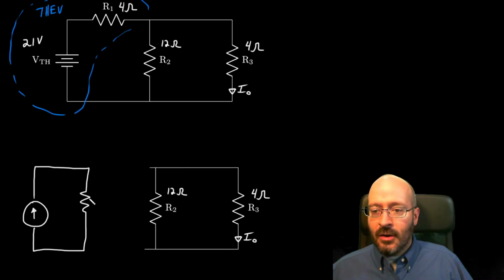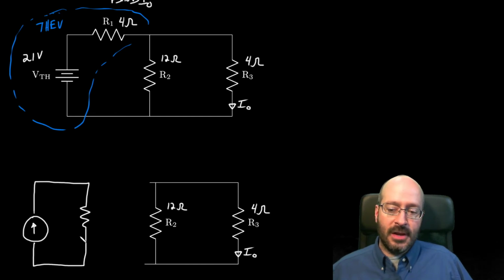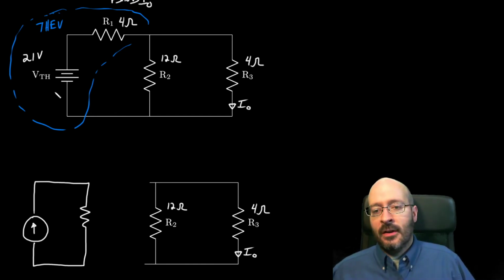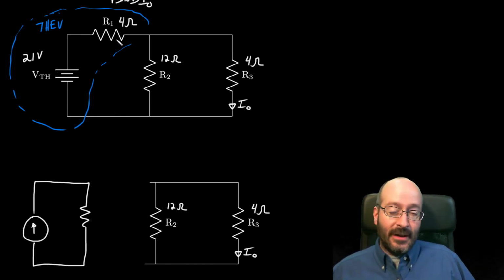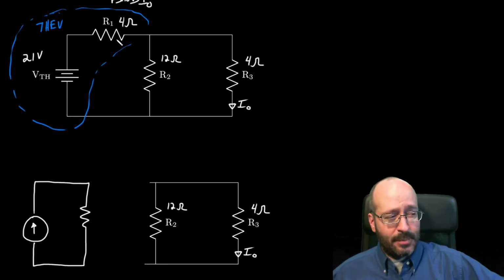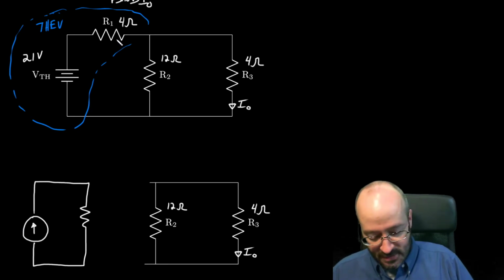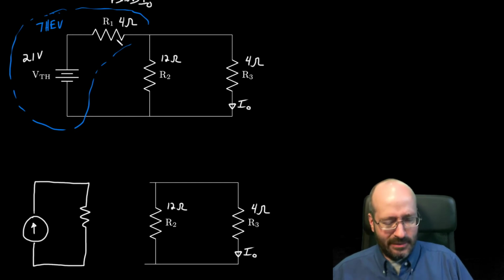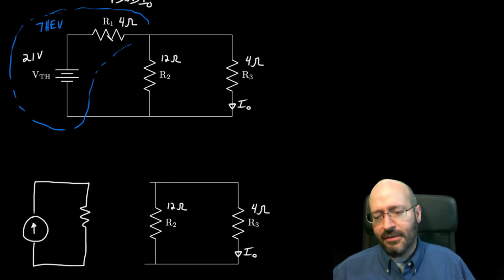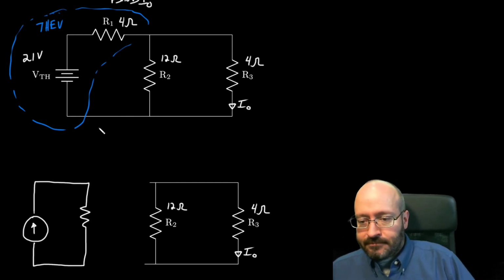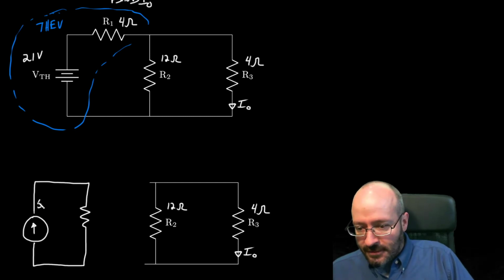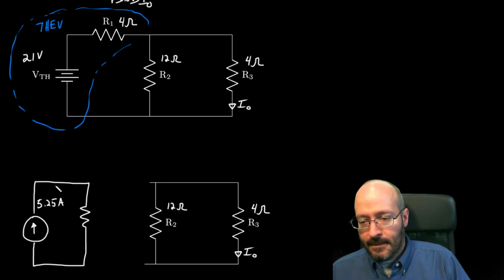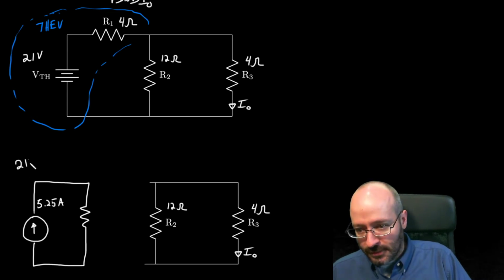Okay, so we've got to get values for the Norton resistance and the Norton current. 21 divided by 4, if you remember from the previous video, is going to give us our current. So what is 21 divided by 4? It's going to be 5.25 amps. Okay, and I got that from 21 volts divided by 4 ohms.